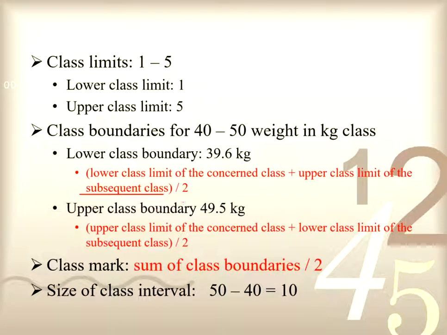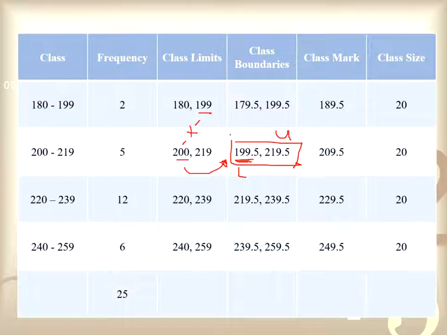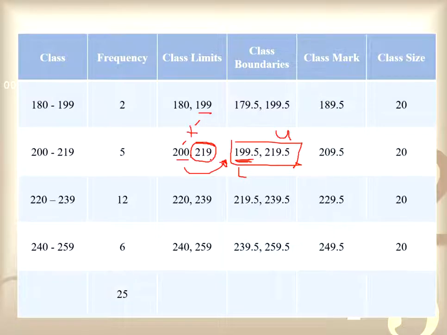Upper class boundary. So, upper class boundary is the upper class limit of the concerned class. So, always remember, concerned class yung iyong kino-compute. Ito yung class na ating gagamitin. So, upper class limit of the concerned class 219. Next, lower class limit of the subsequent class, yung kasunod naman ito. Kasi upper class limit na to. So, ano yung kasunod ng 219? So, 220.